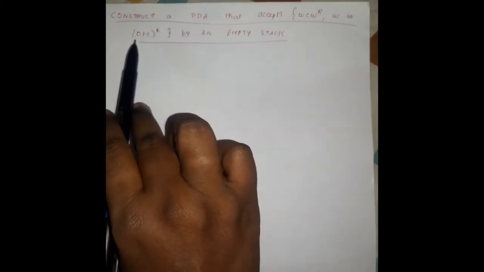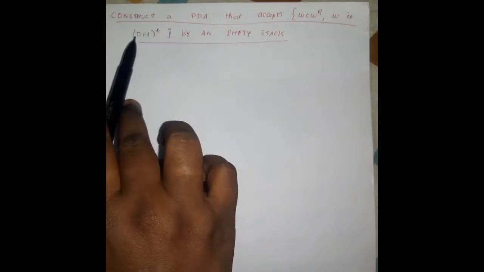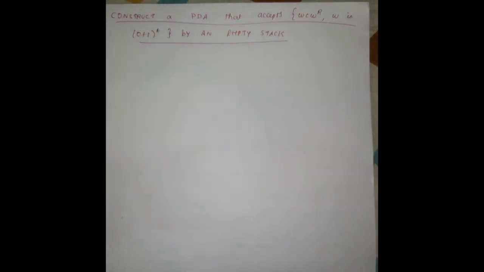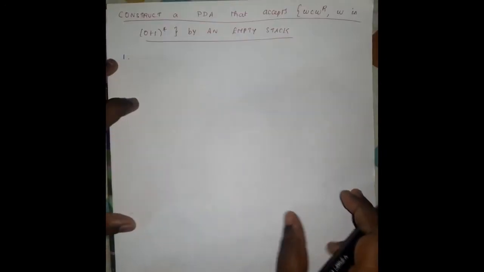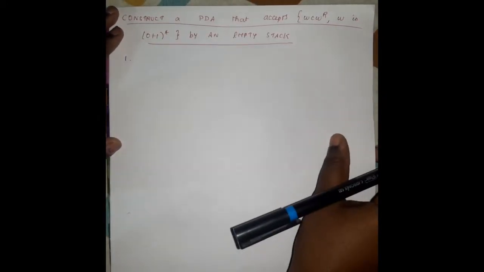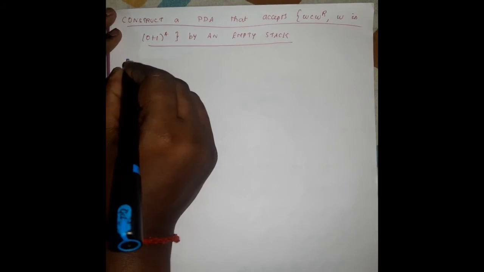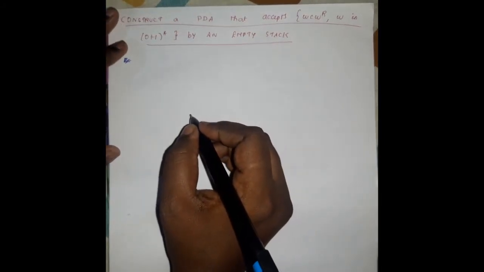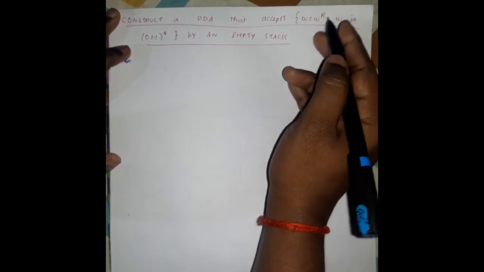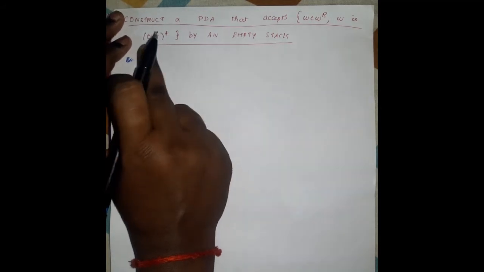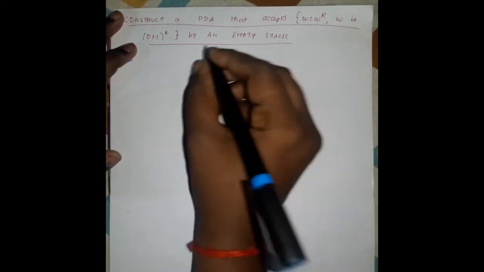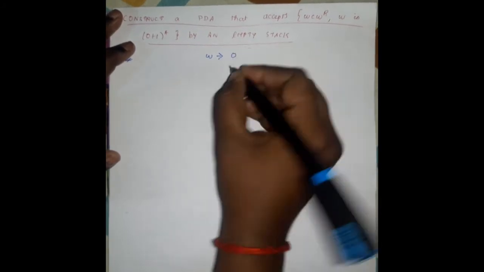And here W is (0 plus 1) the whole star, which means it is a combination of either 0 or 1, zero or more times. So before drawing or constructing the pushdown automata, we are writing all the transition functions for the language. After that we can easily draw the pushdown automata. Before constructing the transition diagram, we should know something about what is W and what is the reverse of the particular string. W having (0 plus 1) the whole star means it is a combination of zeros and ones. So the string W starts with either 0 or 1, right?